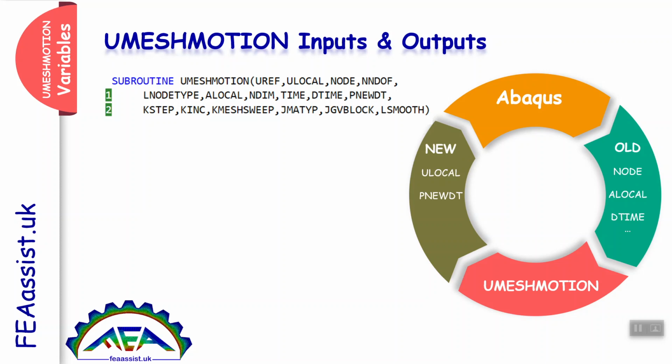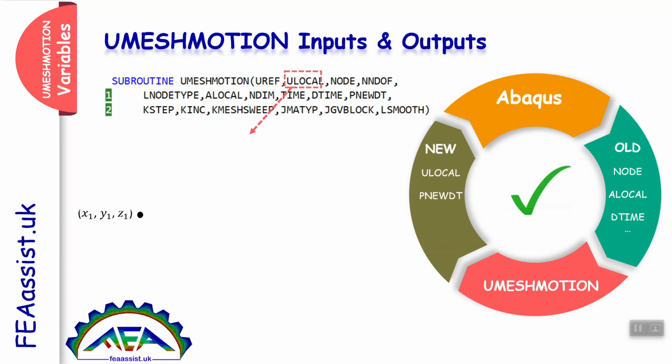Abaqus again uses these variables to recompute the node positions and all the necessary variables. This is how Abaqus and UMESHMOTION interact with each other, which is necessary to understand well to write a well-working UMESHMOTION subroutine. Here I explain one of the variables, uLocal.